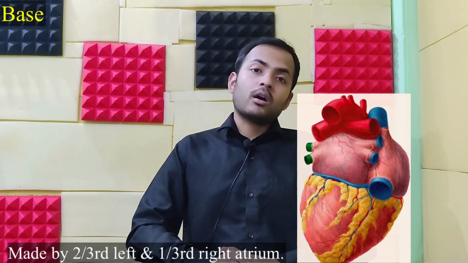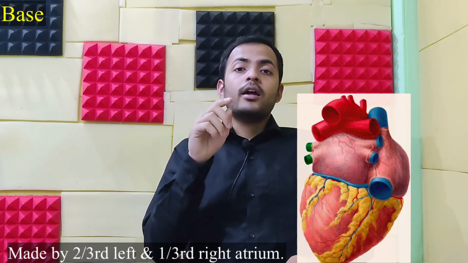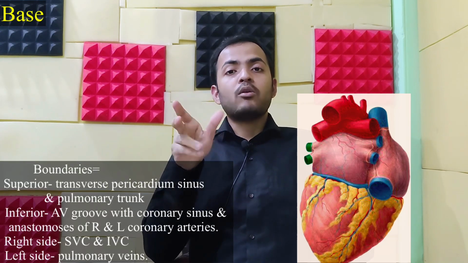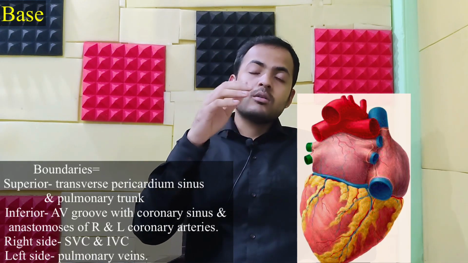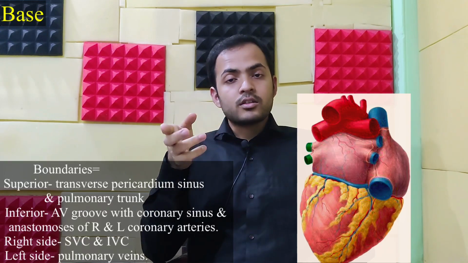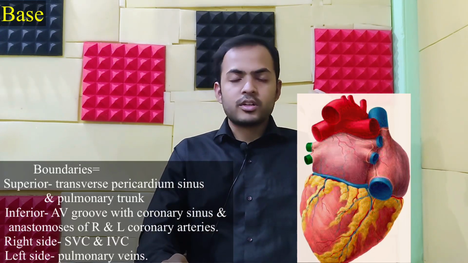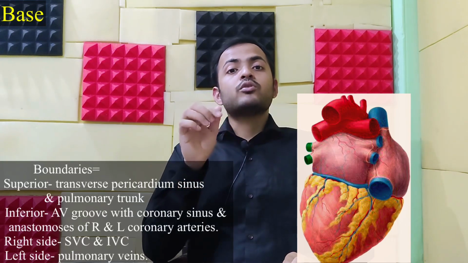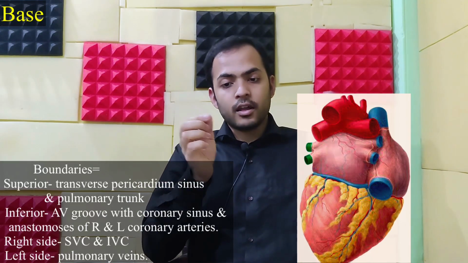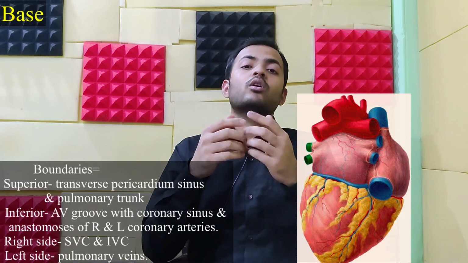And now the base, also known as the posterior surface of the heart, as you can see in this photo. It is made by 2/3 part of the left atrium and 1/3 part of the right atrium, so basically both atria. Now it has a specific boundary. Superiorly, you're going to find the pulmonary trunk, which is separated by the transverse pericardial sinus. I already talked about the transverse sinus and oblique sinus in my earlier videos, you can check that. Inferiorly, you're going to find the posterior part of the atrioventricular groove, which contains the coronary sinus and the anastomosis part of the right and left coronary arteries.